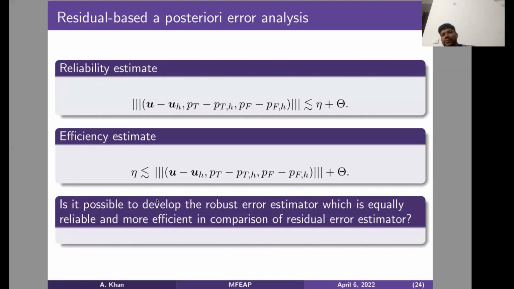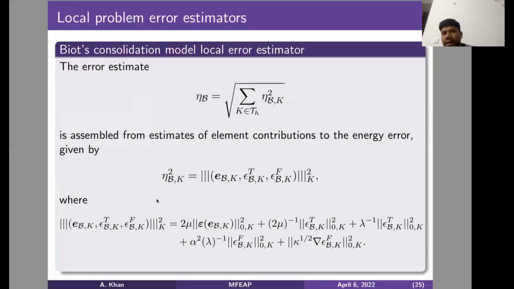So the next question: is it possible to develop a robust error estimator which is equally reliable and more efficient in comparison with the residual estimator? The answer is yes, we can develop an estimator which is equally reliable and more efficient. So we move to the implicit error estimate. First we define a Biot consolidation model local error estimator. We define the error estimator, which is nothing but the local contribution of this Biot error estimator.